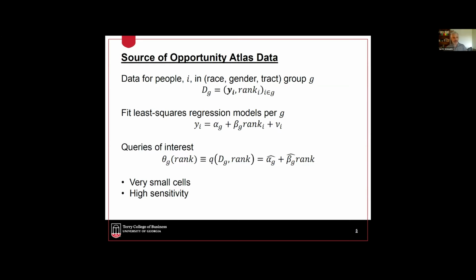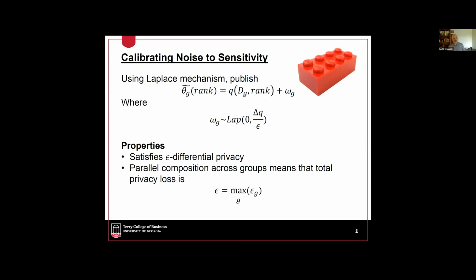And once we get down to the tract level, the population is small to begin with, and we're disaggregating by race and gender. And these predictions, these predicted values, have potentially high sensitivity. Okay, so nevertheless, the basic building block here is to think about calibrating the noise to sensitivity. And so what you could try to do is to publish the statistic that you're interested in by essentially taking the true statistic and adding some Laplace distributed noise, where the noise is scaled according to the sensitivity of the statistic that we're interested in. Here are these predicted values.